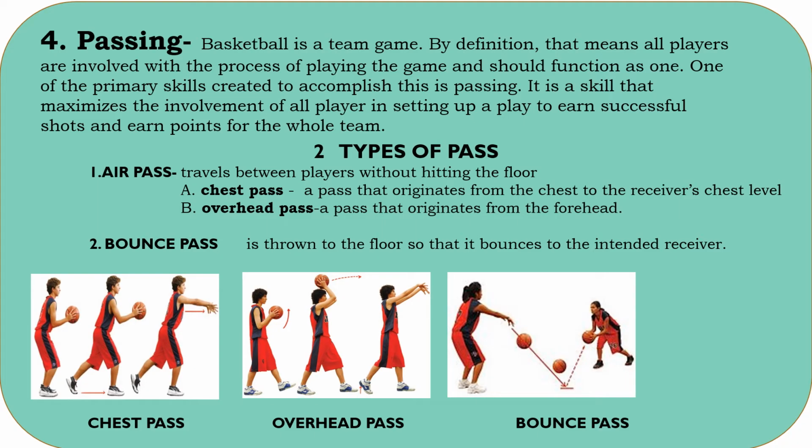The fourth skill in basketball is passing. Basketball is a team game. By definition, that means all players are involved with the process of playing the game and should function as one. One of the primary skills created to accomplish this is passing.